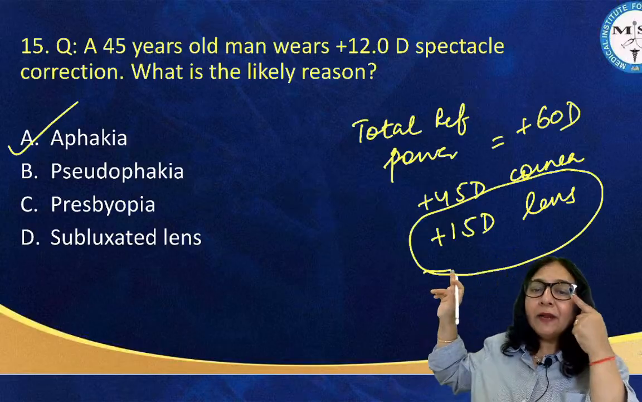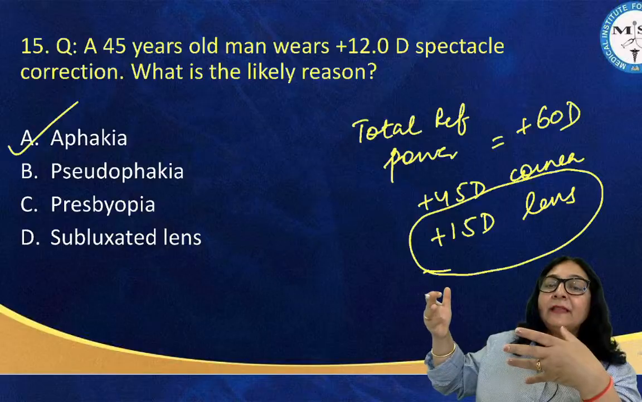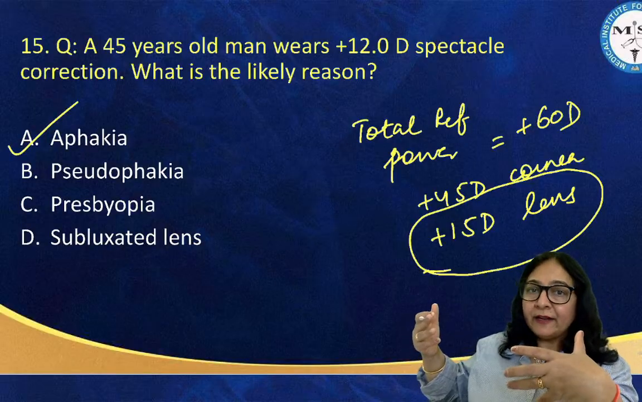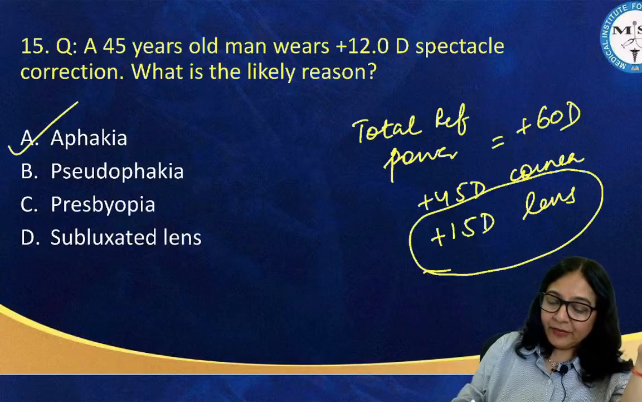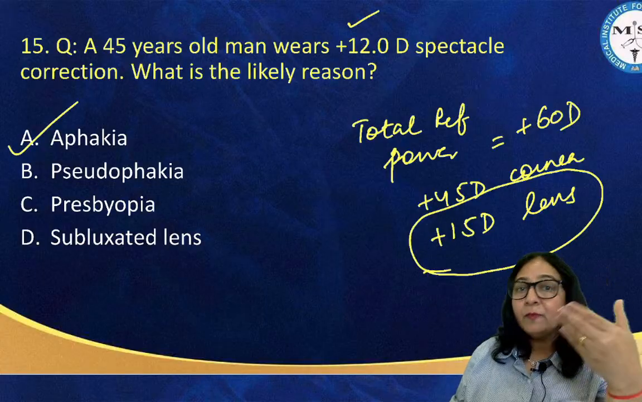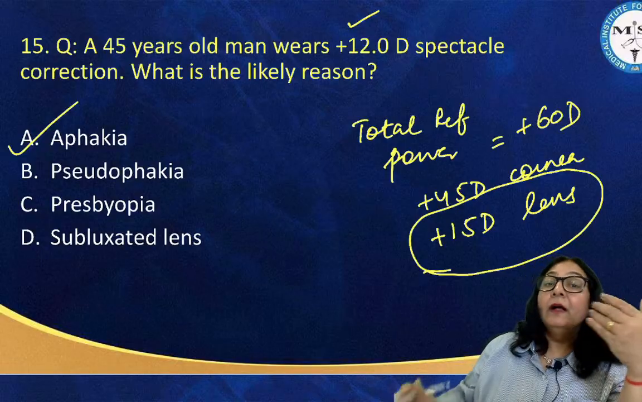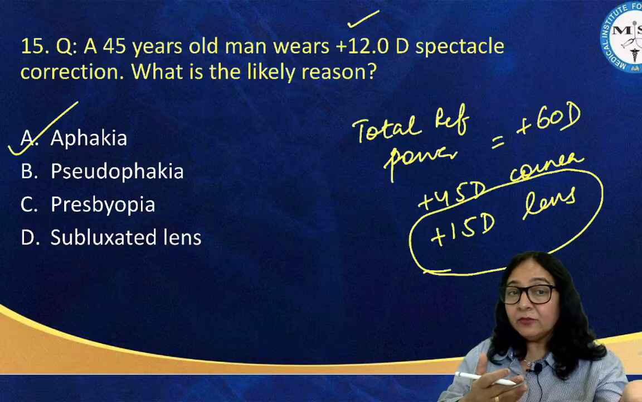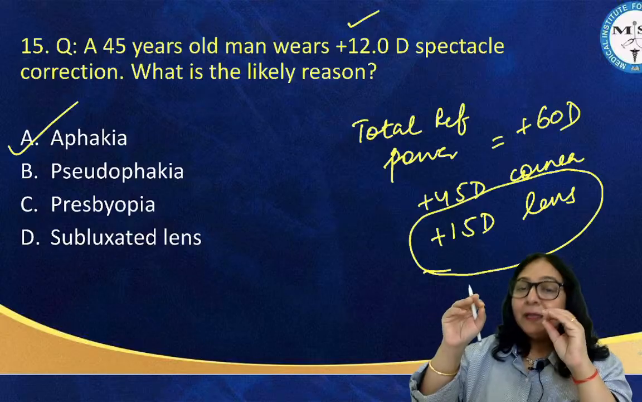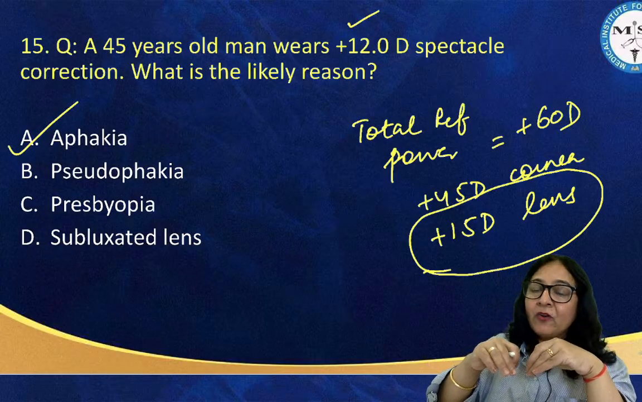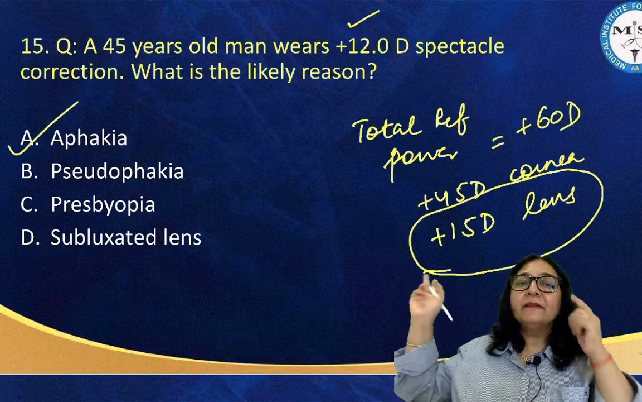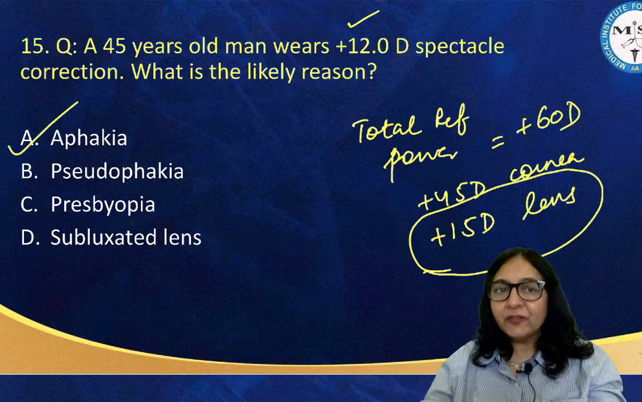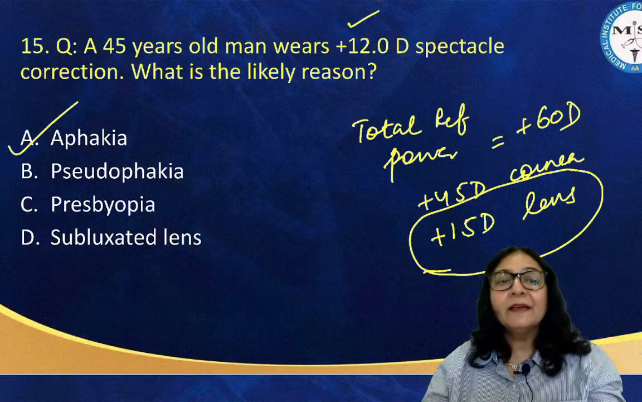So this will happen in aphakia. So to compensate that, to correct that much of refractive error, either you will give high plus glasses to the patient, something like plus 10 to plus 12 diopter, or you can give contact lenses to the patient, or you will implant an intraocular lens as a secondary procedure. Okay, so if your person is wearing this much of correction, then it is because the person is aphakic.